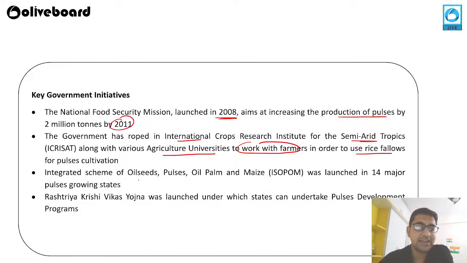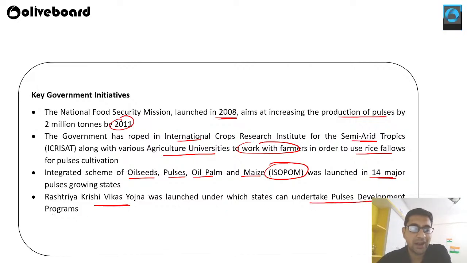Then there is the Integrated Scheme for Oilseeds, Pulses, Oil Palm and Maize, that is ISOPOM, that was launched in 14 major pulse growing states. Rashtriya Krishi Vikas Yojana has also been launched to undertake a pulses development program in India. So these are some of the key initiatives that have been taken by the government, especially for increasing the cultivation of pulses in India. I hope the answer is clear to everyone.